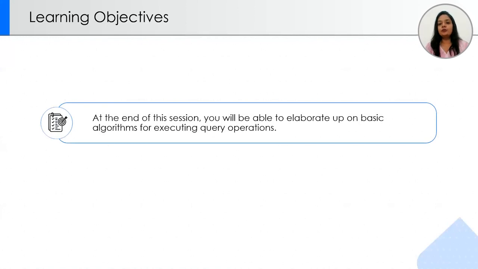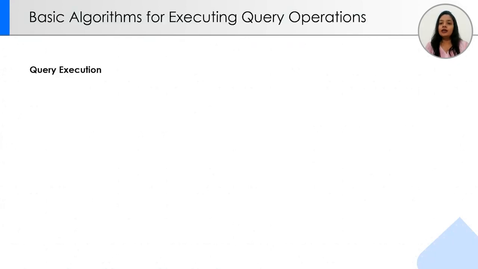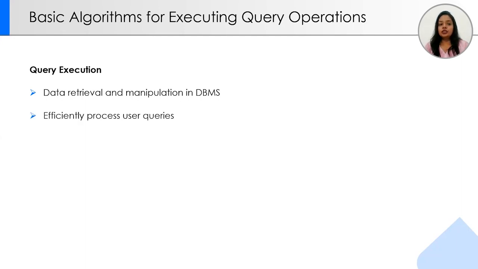By the end of this session, you will be able to elaborate upon the basic algorithms for executing the query operations. Before we get into the depth of the topic, let us understand what exactly query execution is. Query execution is a very important task that the research analyst or the data scientist works upon. Basically, using SQL, they extract the exact data which they require for their research purpose. Through query execution, the data scientists are retrieving the data and manipulating the database management system in order to extract the information that they are looking for. So query execution is helpful in efficiently processing the user query.